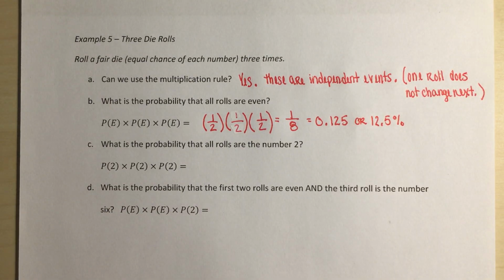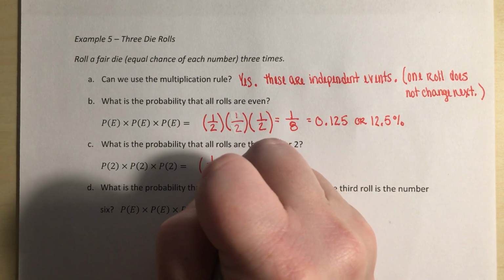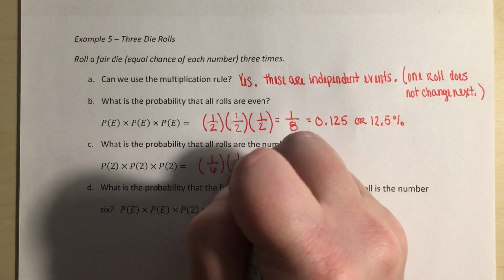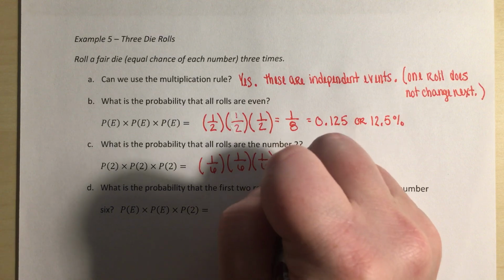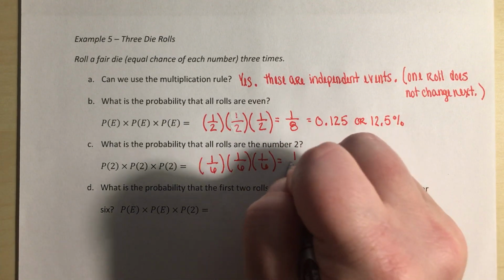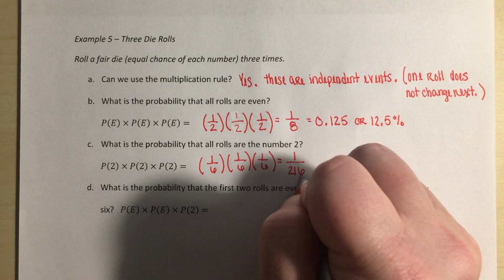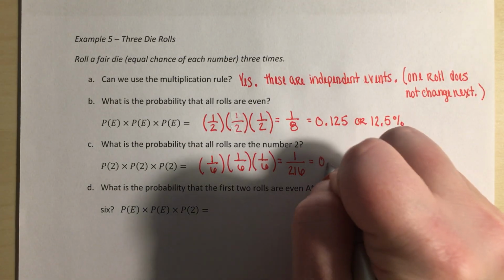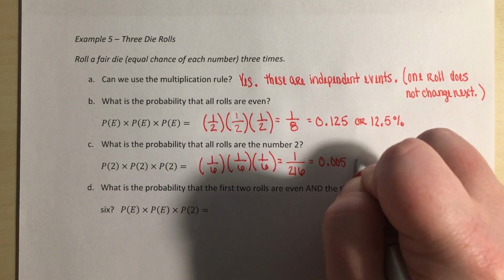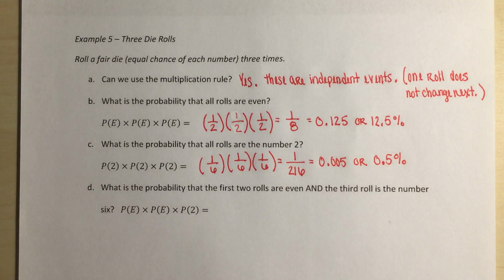What is the probability that all rolls are the number 2? Well, we have exactly 1 out of 6 sides of the die that has a number 2. So 1 out of 6 times 1 out of 6 times 1 out of 6 is going to give us 1 out of 216, which is 0.005 or 0.5%. Not a likely chance of that happening.